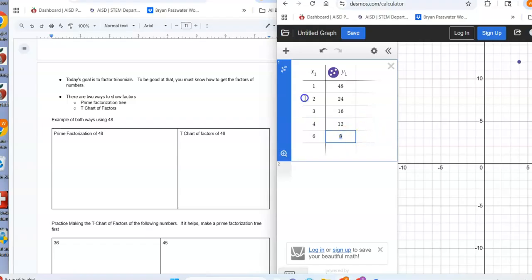This is actually all the factors. So this is what the t-chart would look like. Instead of saying x1 and y1, it would just say 48 up here, and then here are all the factors of 48.